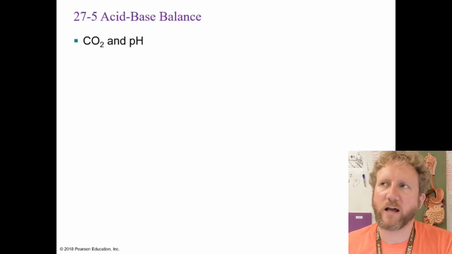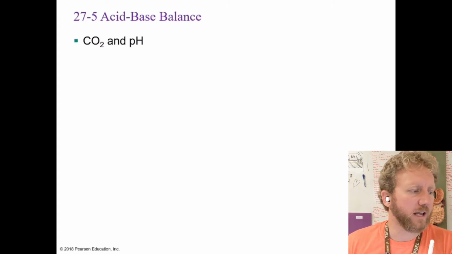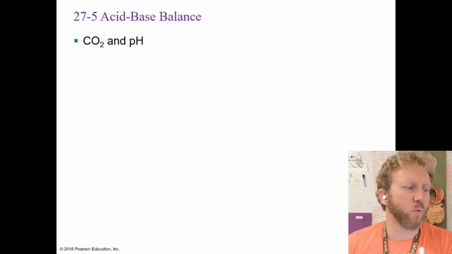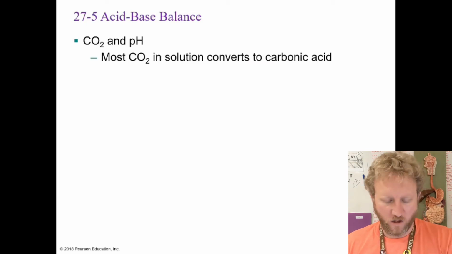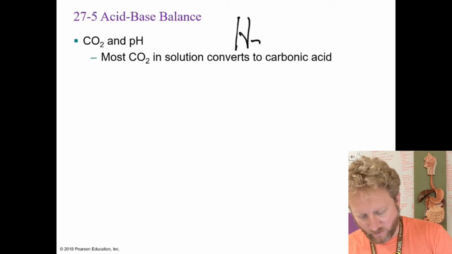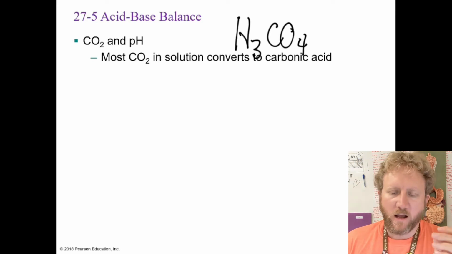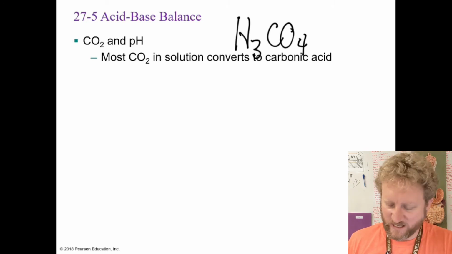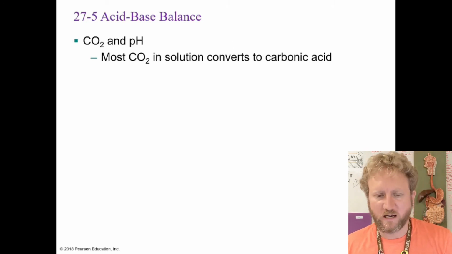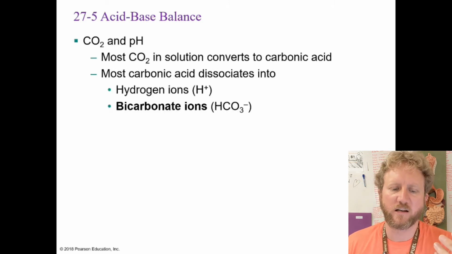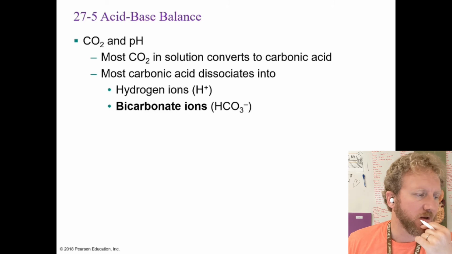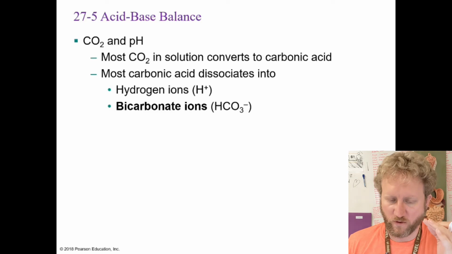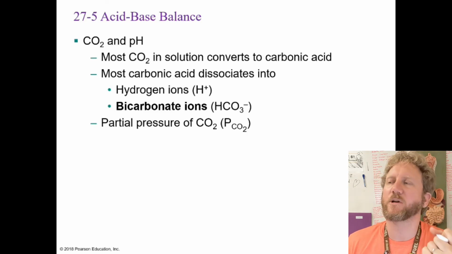Now, carbon dioxide and pH are related to each other. Most of the time when you dissolve carbon dioxide in water, it reacts with the water to create carbonic acid, H2CO3. And this is sort of floating around in your blood. Once it does that, it's going to dissociate, which just means split apart into hydrogen ions and bicarbonate ions.